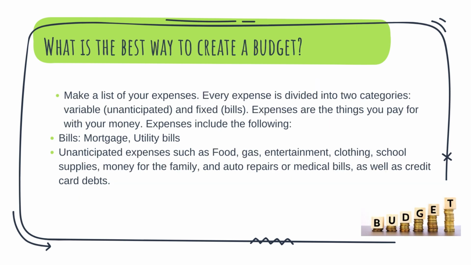What is the best way to create a budget? Make a list of your expenses. Every expense is divided into 2 categories: variable, unanticipated, and fixed, bills. Expenses are the things you pay for with your money. Expenses include the following: bills, mortgage, utility bills. Unanticipated expenses such as food, gas, entertainment, clothing, school supplies, money for the family, and auto repairs or medical bills, as well as credit card debts.